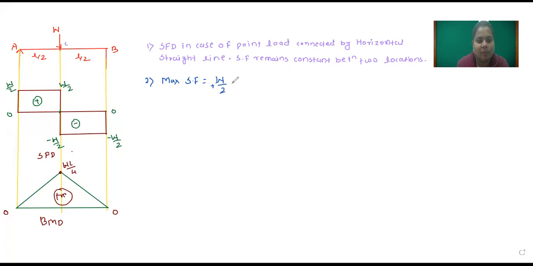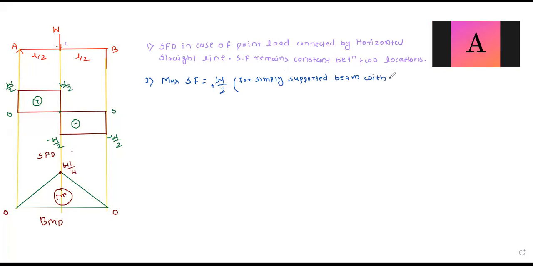Okay, but you remember this W by 2 value for a simply supported beam with point load at center. This value comes when a simply supported beam is given and a central point load is applied on it. At that time maximum shear force is equal to W by 2.